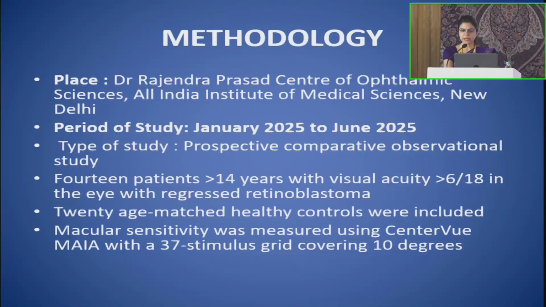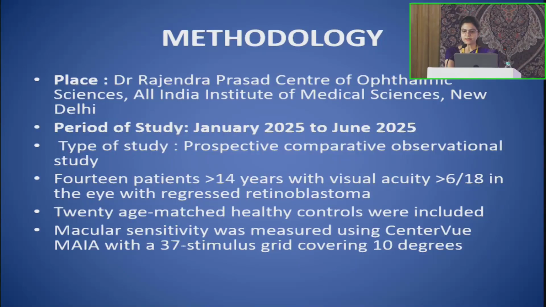The study was conducted at Dr. RP Center between January 25 to June 25. It was a prospective comparative and observational study. So we included 14 patients with more than 14 years of age with visual acuity better than 6/18, so they could perform the test. And we also included 20 age-matched healthy controls.